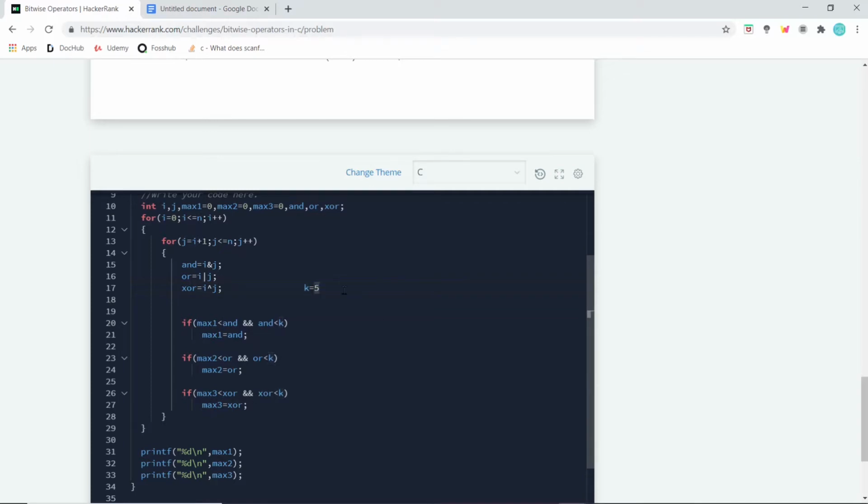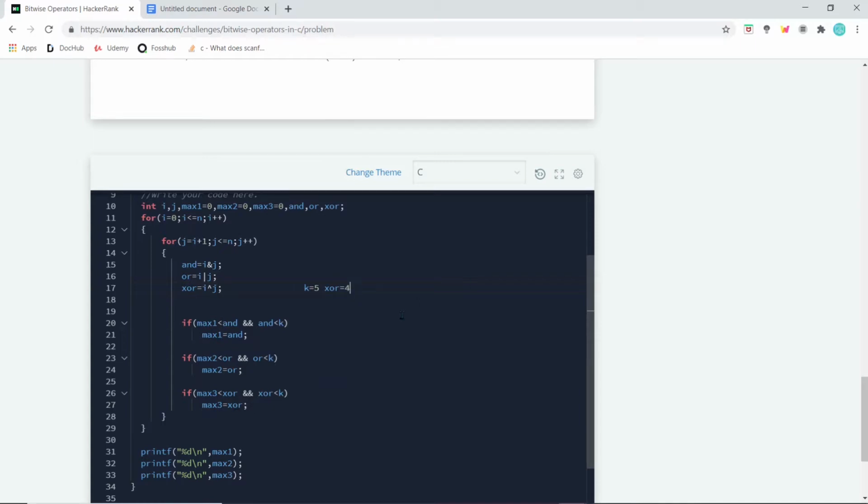We suppose this is the output, XOR is equal to 4, and it is less than k. So this condition is also satisfied, and this one is also satisfied. So we go to this statement and we replace the value of max 3, which is currently 0, by XOR, which is 4. We are assuming that as 4. So we'll replace it, max 3 is equal to 4.